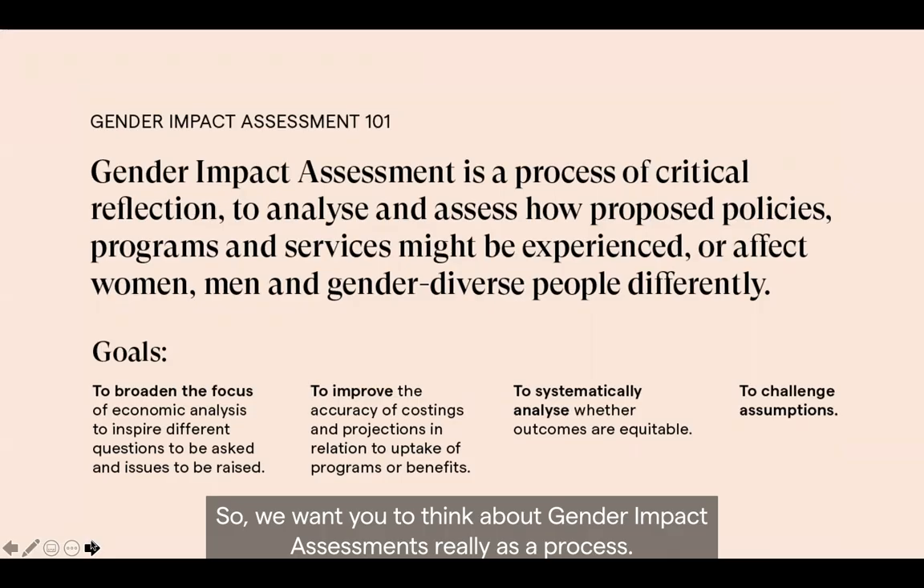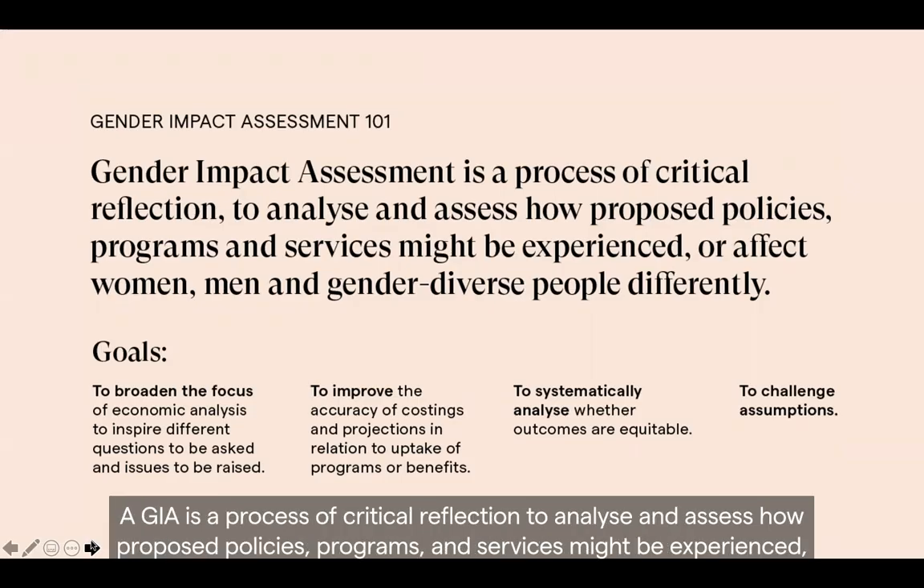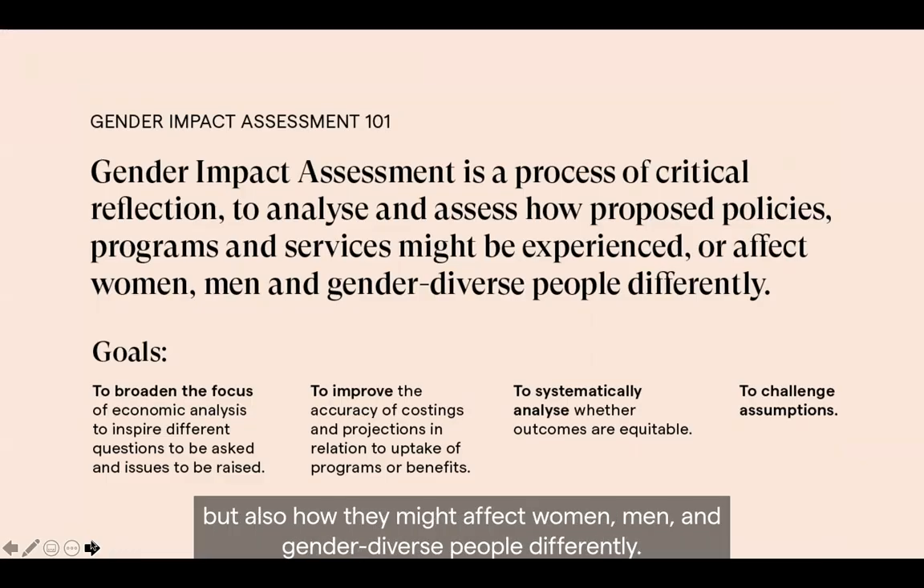So we want you to think about gender impact assessments really as a process. A GIA is a process of critical reflection to analyse and assess how proposed policies, programs, and services might be experienced, but also how they might affect women, men, and gender diverse people differently.